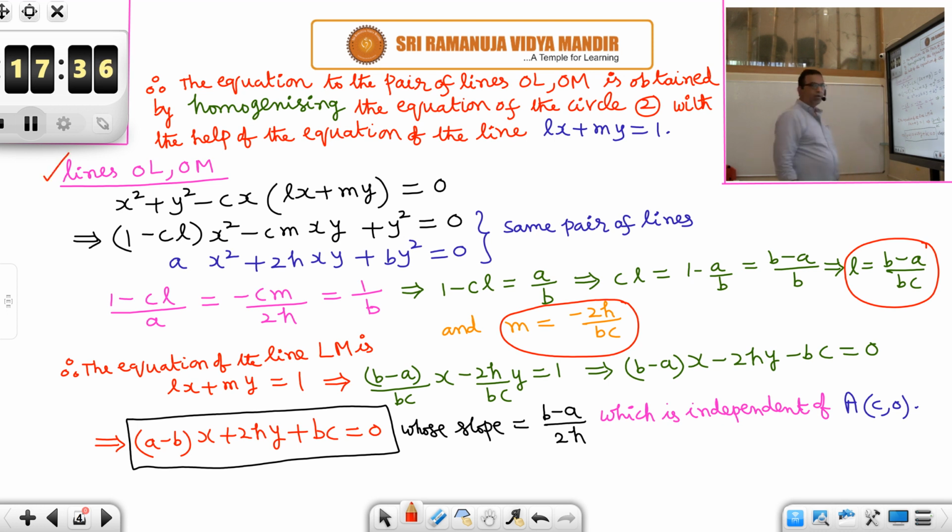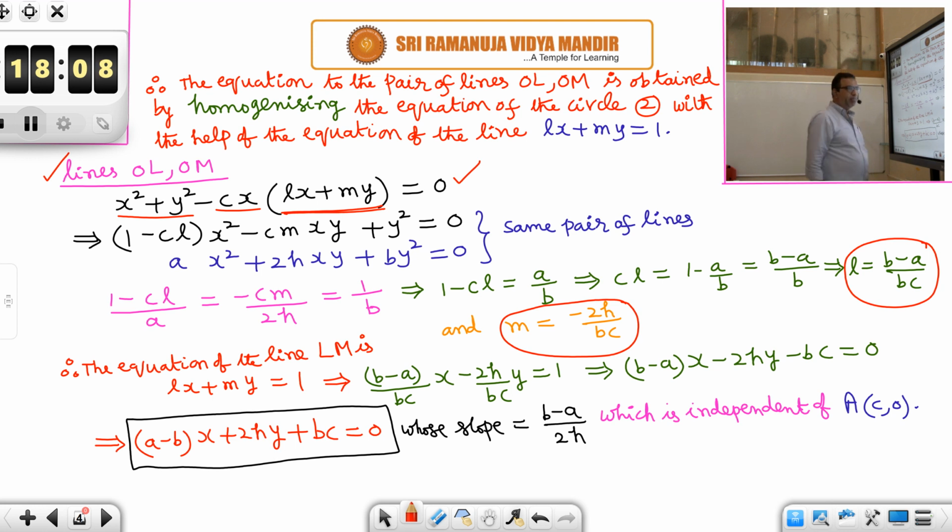Lines OL, OM, how do you get them? Homogenizing the equation of the circle. What is the equation of the circle? x² + y² − cx = 0. In that, the second degree terms you should not touch. Minus cx is what? First degree term. That first degree term should be multiplied by 1. What is 1 here from the line? lx + my. So the first degree term −cx is multiplied by 1, that is lx + my = 1, so −cx(lx + my) = 0.